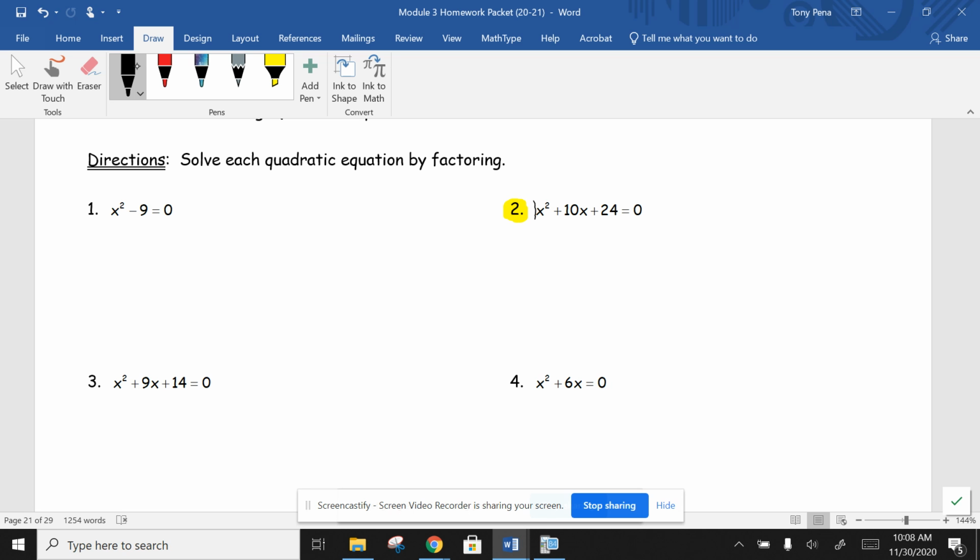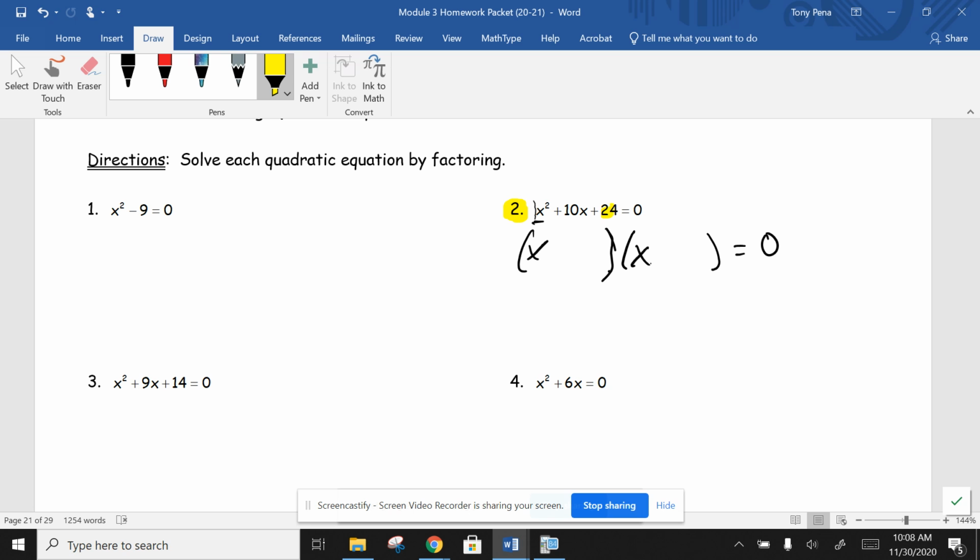When we did these trinomials with a coefficient of 1, what we would understand hopefully is when we go to factor this, the only way that we can get an x squared is if the first terms were both x's. So this x times this x would give us the x squared.